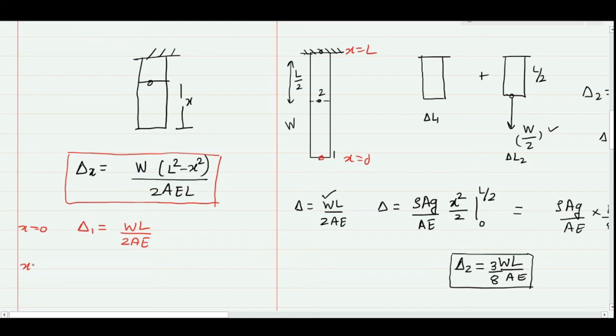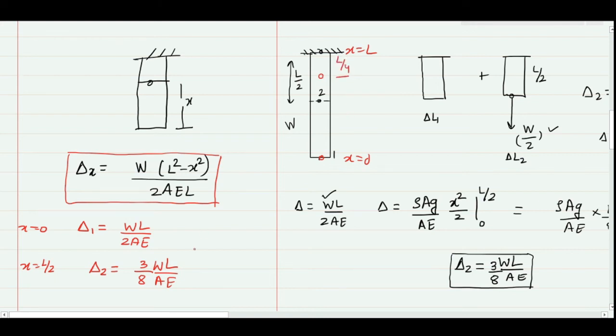If I consider x is equal to L by 2, when I put L by 2 here, I am actually calculating the deformation of point 2, and you can cross check, it will again come 3 by 8 WL by AE. Similarly, you can find the deformation of any point. Suppose you want to find the deformation of this point, which is L by 4 distance from the root.